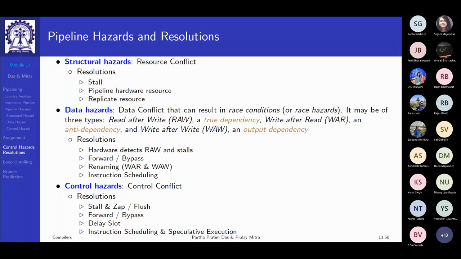So the delay slot is provided for that, and it has to be filled up by the compiler by putting in an instruction which in any case will be executed, irrespective of whether the branch is taken or not taken. So we can exploit that in the code. And finally, we can do different kinds of instruction scheduling, rearranging them, and we can do speculative execution.